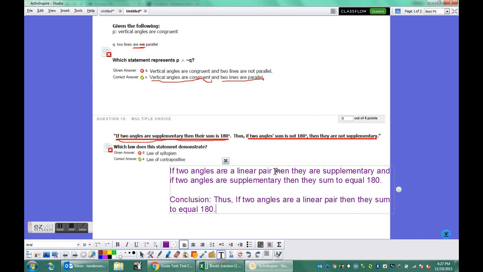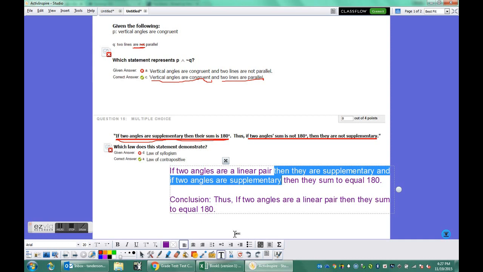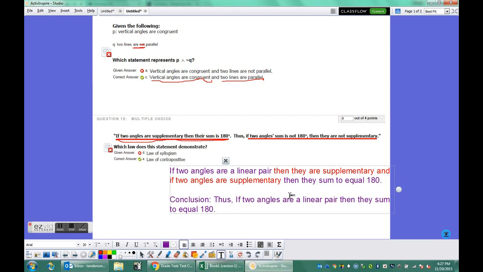So I'm basically striking through the middle part here because the part in red matched. So all I'm left with is the part in purple. If two angles form a linear pair, then they sum to equal 180. So that's going to be when you're using syllogism. You're going to end up having 3 if-then statements when you have law of syllogism. When you've got law of contrapositive, they gave me one statement, then they gave me the contrapositive. That was it. We only had 2 things. Okay.